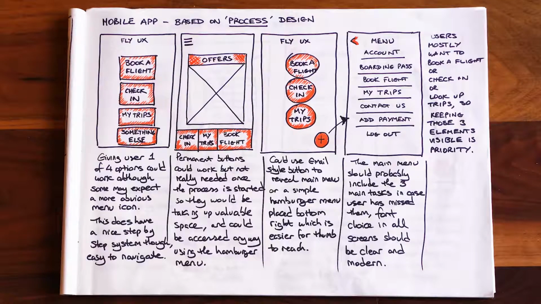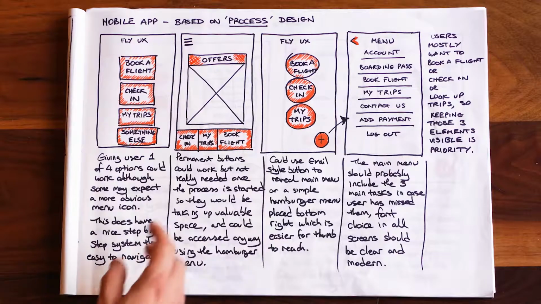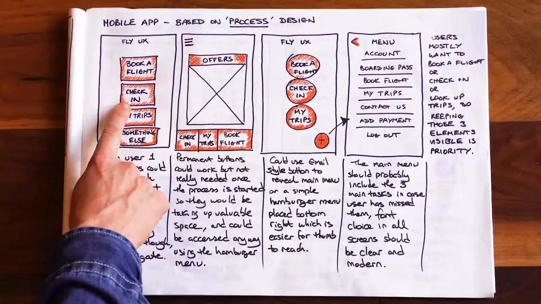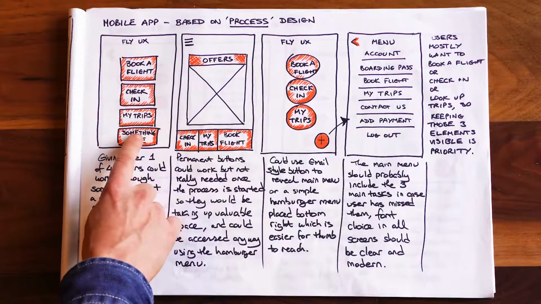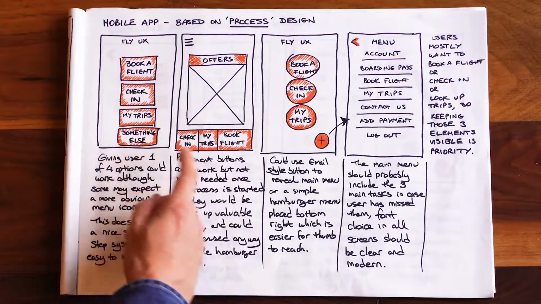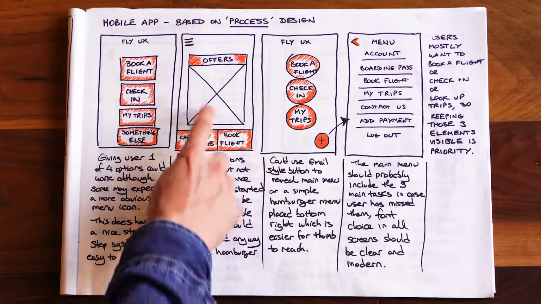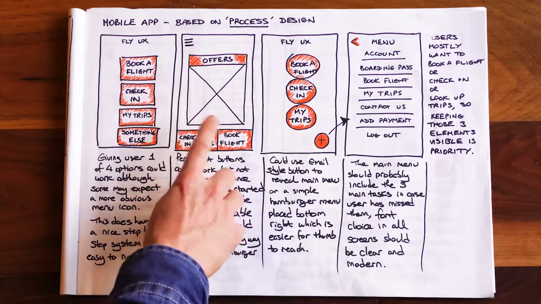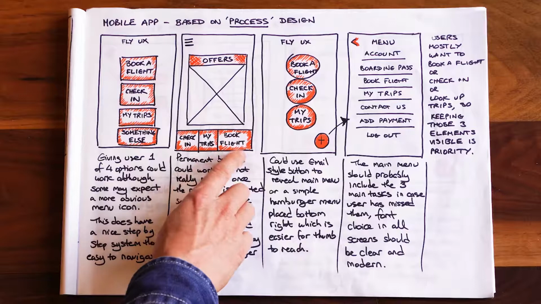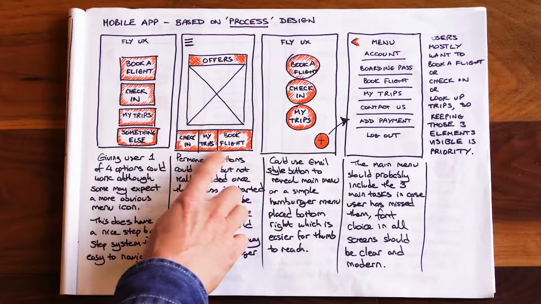So the mobile navigation is based on a process design really, because we're taking the user through a step-by-step process. And the research is showing that they generally want to either book a flight or to check in, look up their trips, and there's the option here to do something else. In this scenario, we could have adverts here filling the screen and have the main 3 buttons locked onto the page at all times.